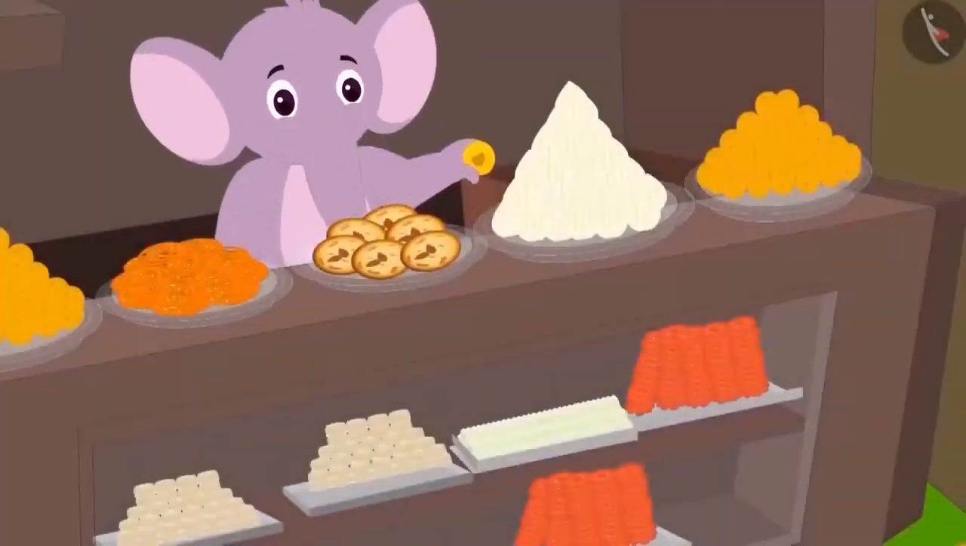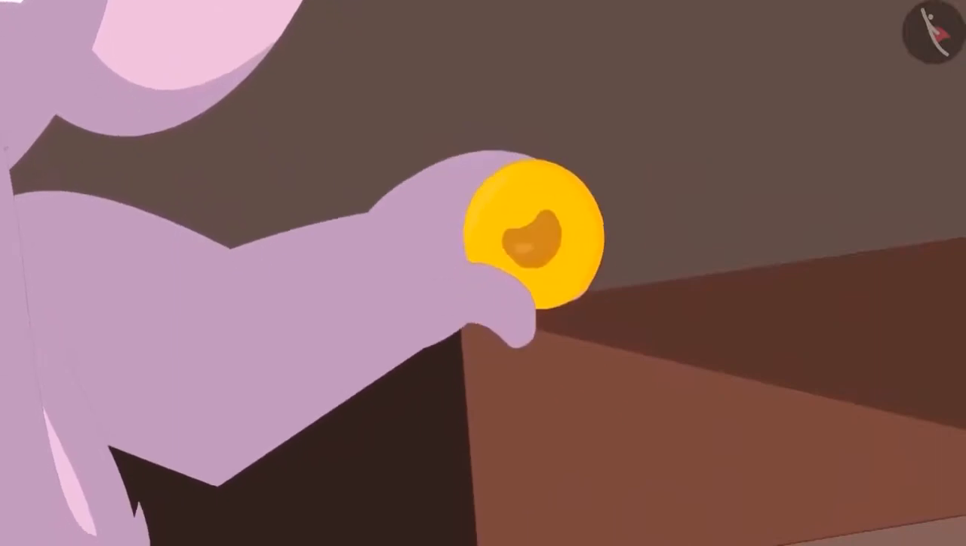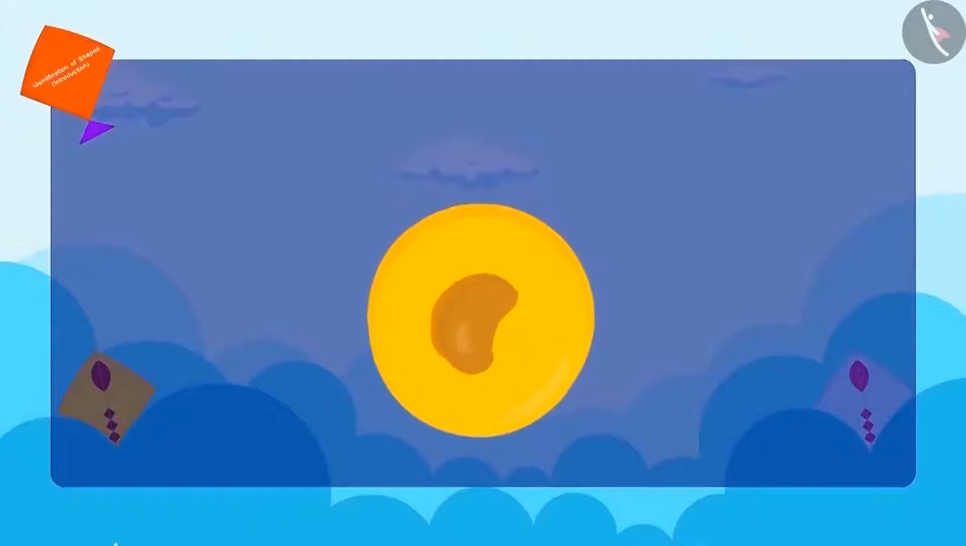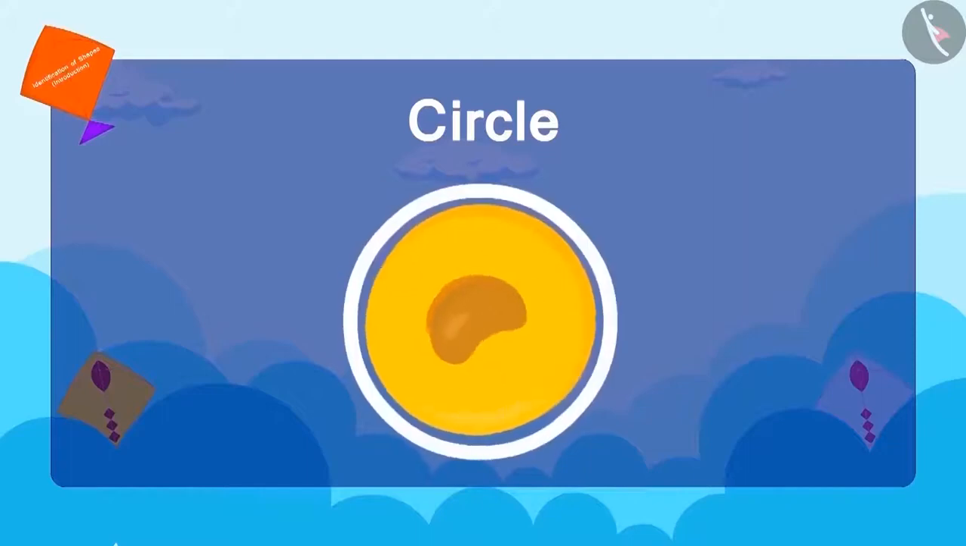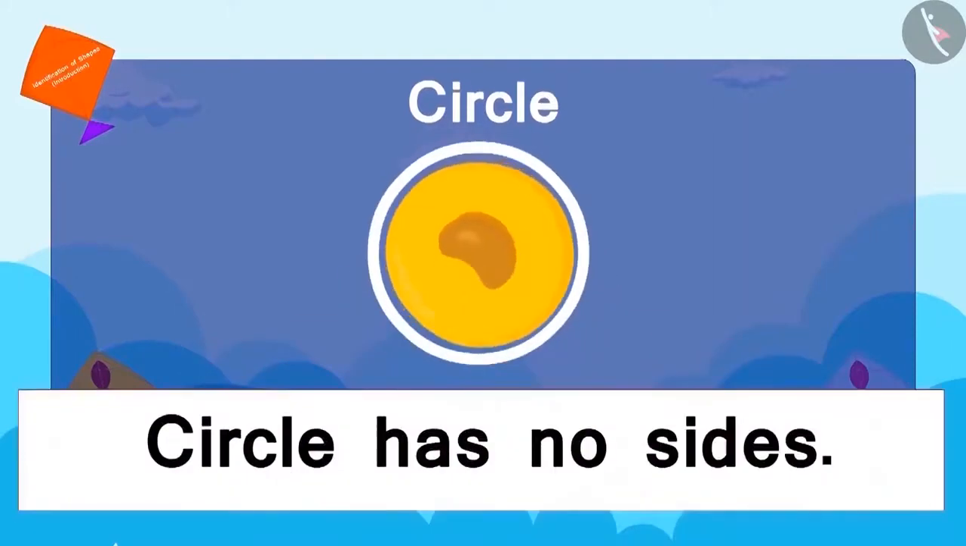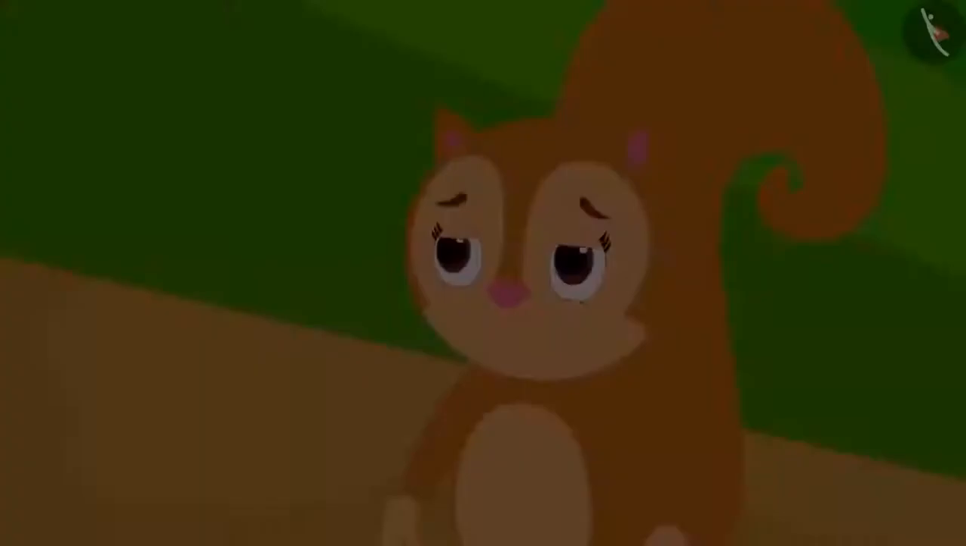Appu first showed Chanda this type of peda. Do you recognize this shape? This is round in shape, which can be called a circle. A circle is formed by only one curved edge, and it has no sides.